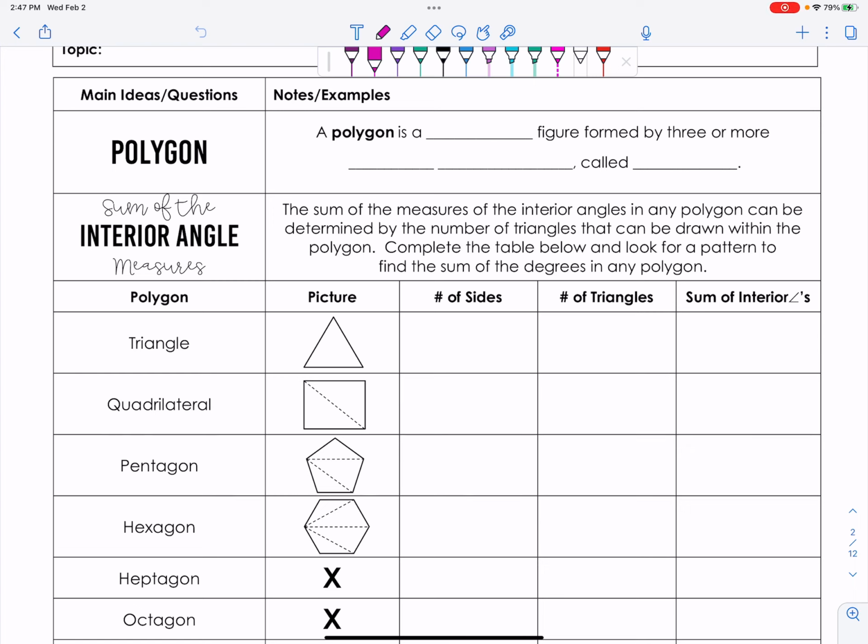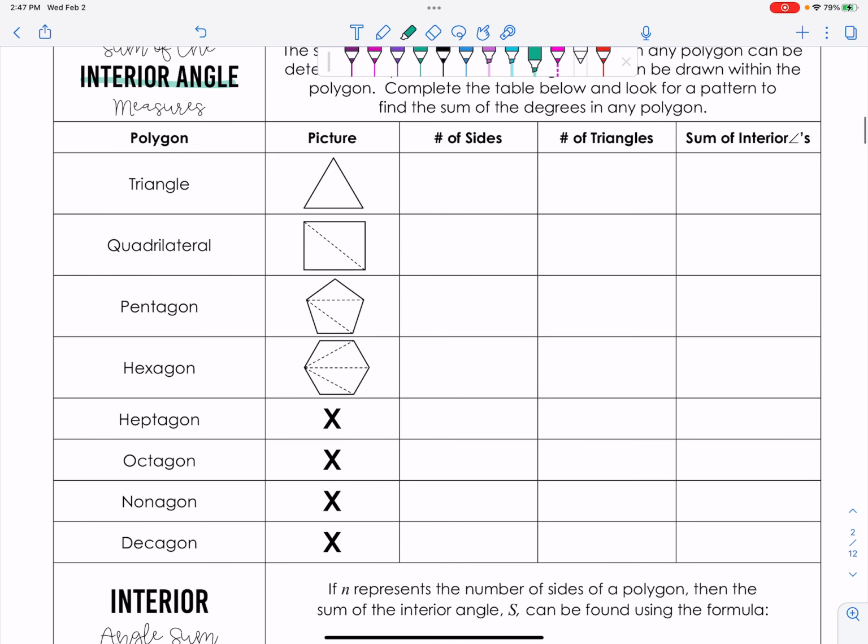For this video, we're going to focus on what a polygon is and the interior and exterior angle sums of a polygon. So first of all, let's talk about what a polygon is. A polygon is a closed figure formed by 3 or more line segments called sides. So what we're going to do is create a formula that we can use for any polygon to calculate the sum of the interior angle measures of a polygon.